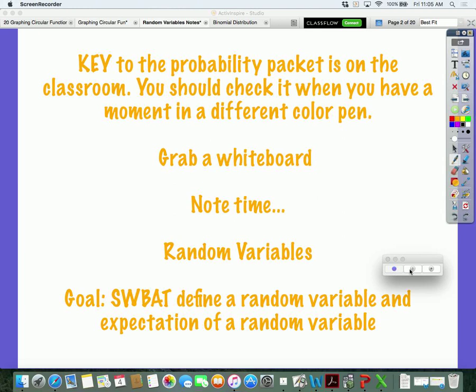So today we're talking about random variables. Make sure you get down your goal. You'll be able to define what a random variable and the expectation of a random variable is. Now today's lesson really isn't that bad. It's kind of an extension of what we've been talking about. So hopefully, we'll be okay.